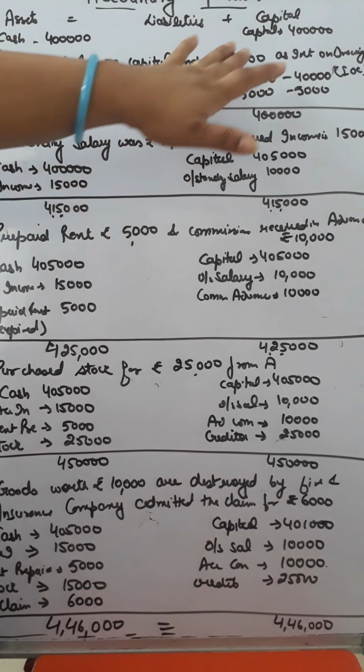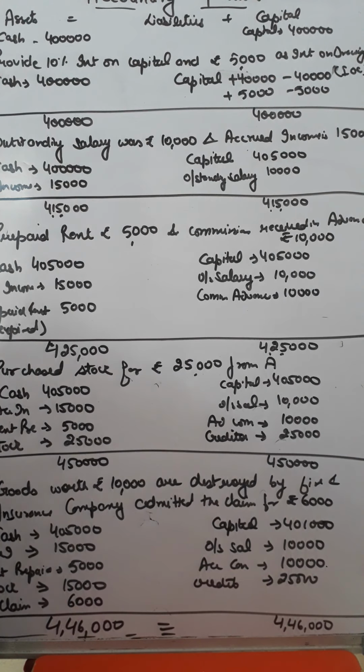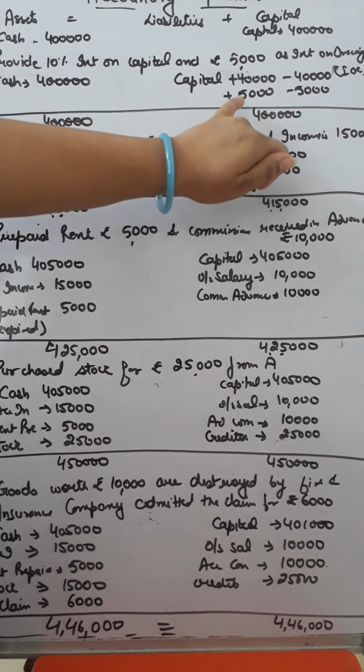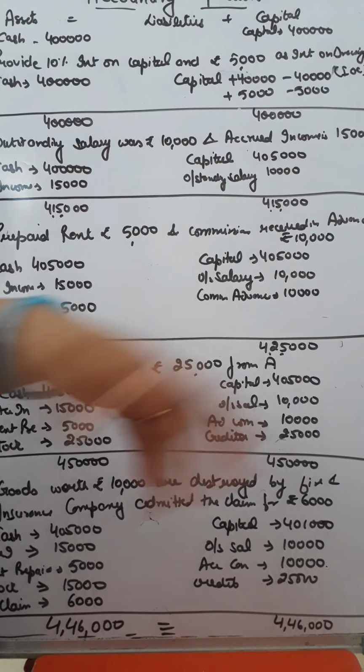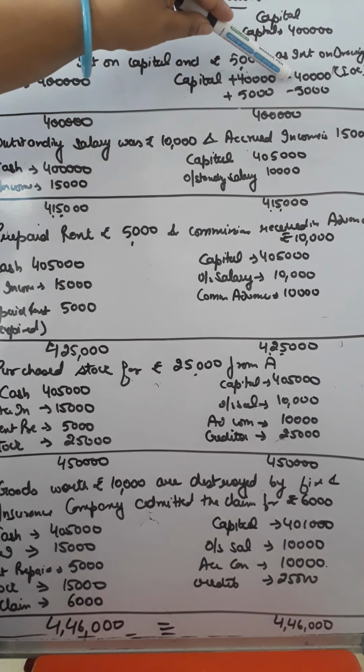Similarly, it says charge 5,000 interest on drawings. Now interest on drawings: when a partner has withdrawn something for personal use, he has to pay a certain sum of money to the business. So when a partner is paying interest on drawings, that interest on drawings becomes income for the organization. When income for the organization is coming, it is added to the capital, and since this is an expense for the proprietor, you have to deduct it from the capital.